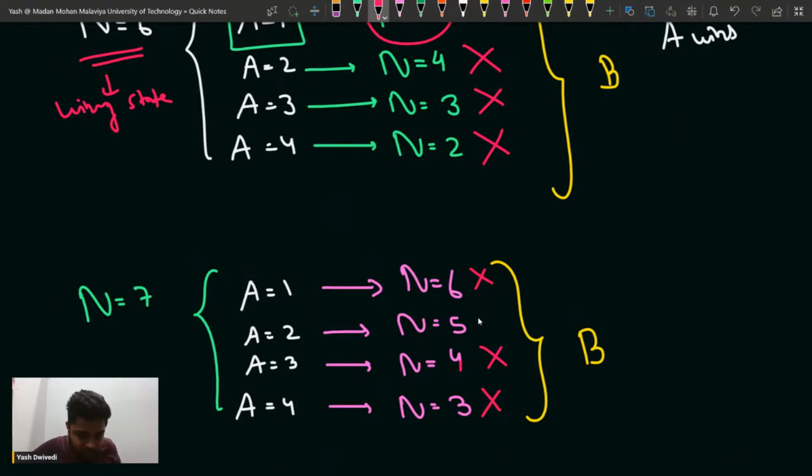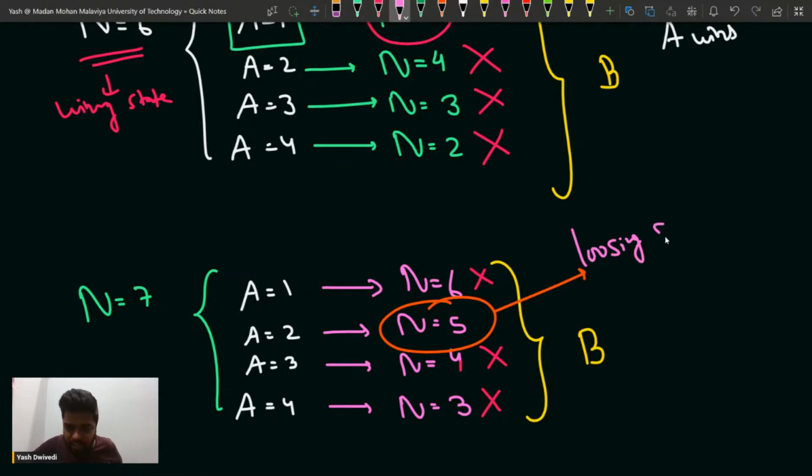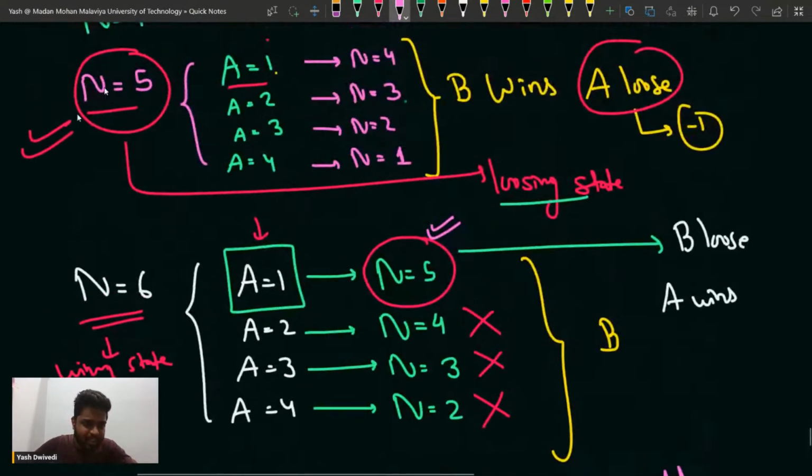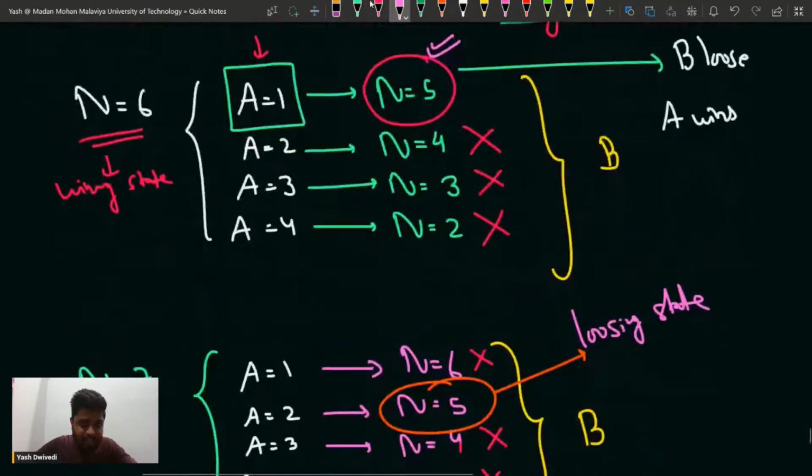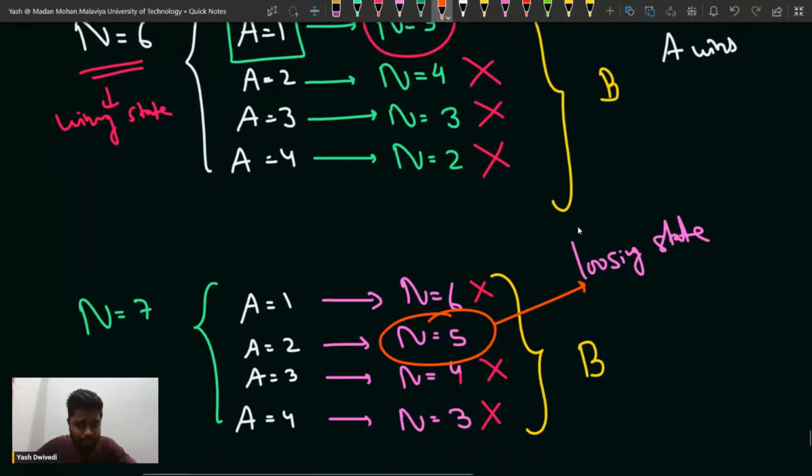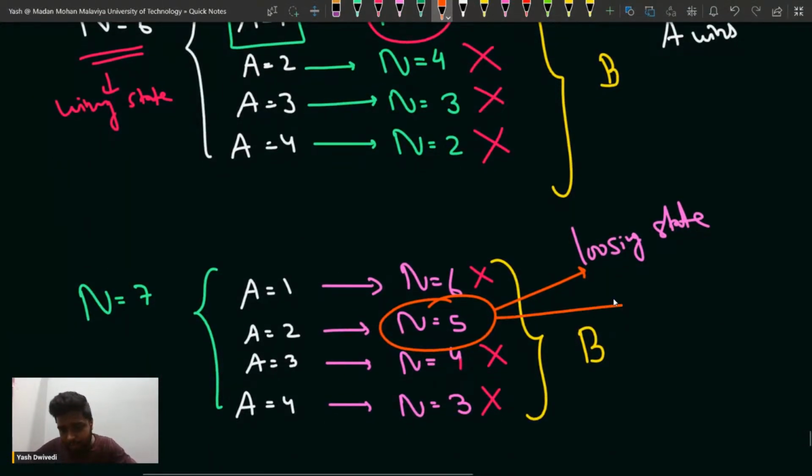But what if B gets 5 matchsticks? If you give B 5 matchsticks, 5 is a losing state, because if any player gets 5 matchsticks, he is going to lose. N equal to 5 is a losing state. You can see when A got n value as 5, then A was losing. So any player who gets 5 matchsticks is going to lose. So you will try to give n equal to 5 to B. That is why B will lose, and you can say that A wins.